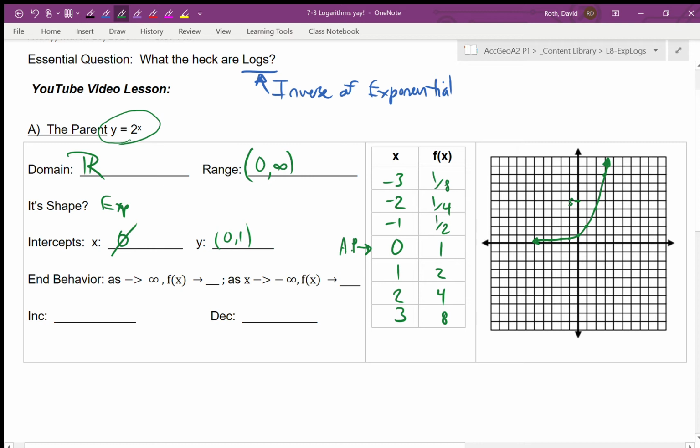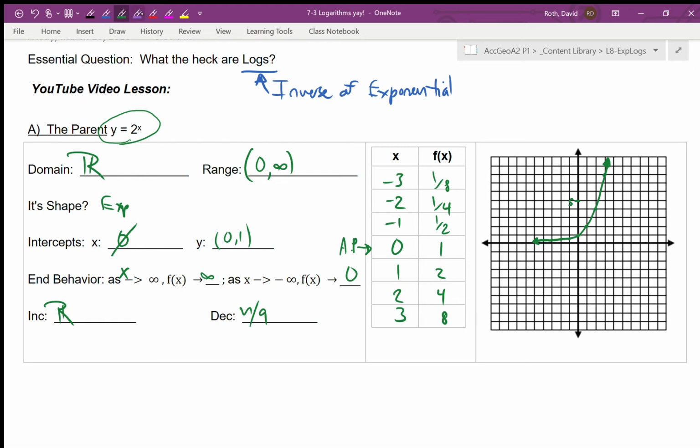In end behavior, as x goes to positive infinity, f of x is going up to positive infinity. As x goes to negative infinity, f of x is going to my asymptote, which in this case is y equals 0. Okay, it is increasing over the entire domain of all real numbers, and it is never decreasing. Not applicable. Okay, simple enough.